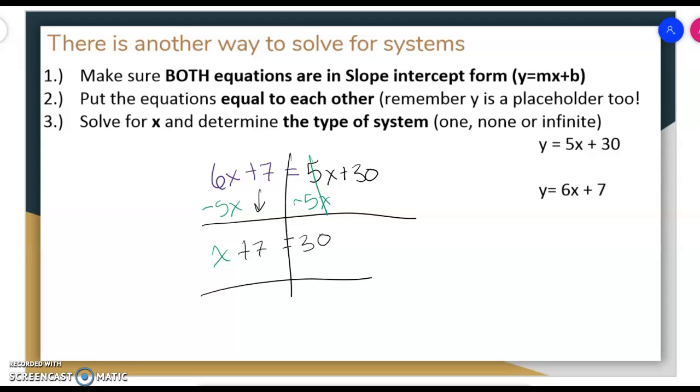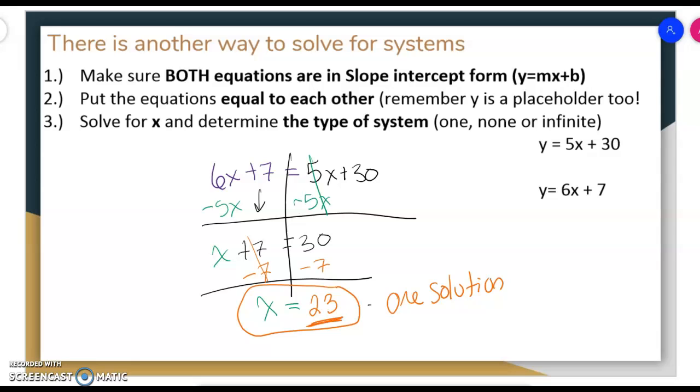Okay. Now, is x by itself? Nope, it still has the plus 7. The opposite of a positive 7 is a negative 7. So I'm going to subtract 7 from both sides, and x equals what? 23. So what type of solution is this? This is a 1 solution. X equals only one number.